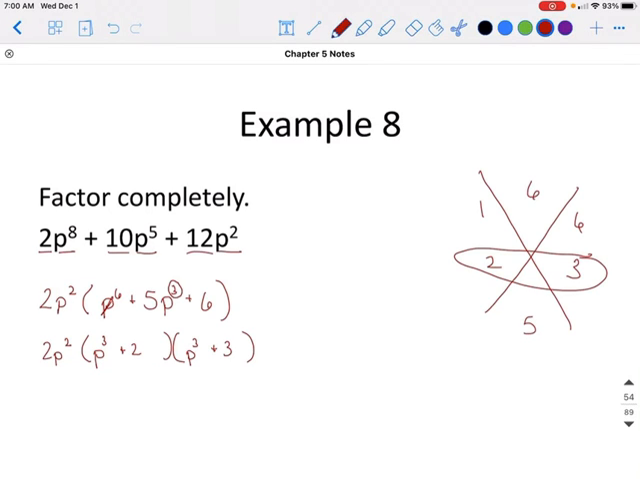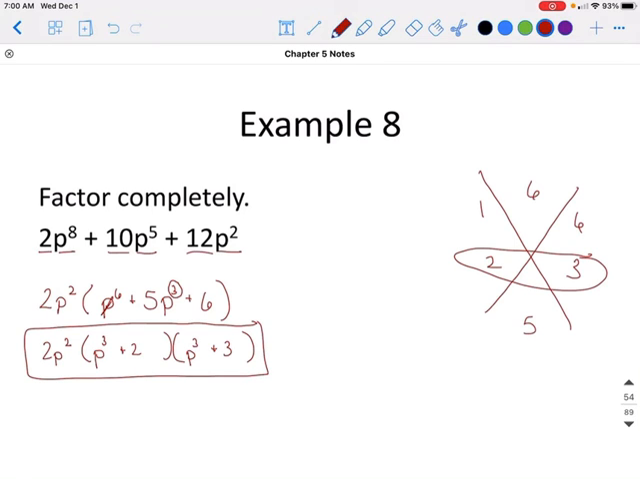Now, because this is p cubed plus 2 and p cubed plus 3, it is possible that we could have to continue factoring if it was one of the special factoring patterns, either a sum of 2 cubes or a difference of 2 cubes. So you have to see, can you take the cube root of those pieces? I can take the cube root of p cubed, but I cannot take the cube root of 2, and I cannot take the cube root of 3, so we are done in this case.